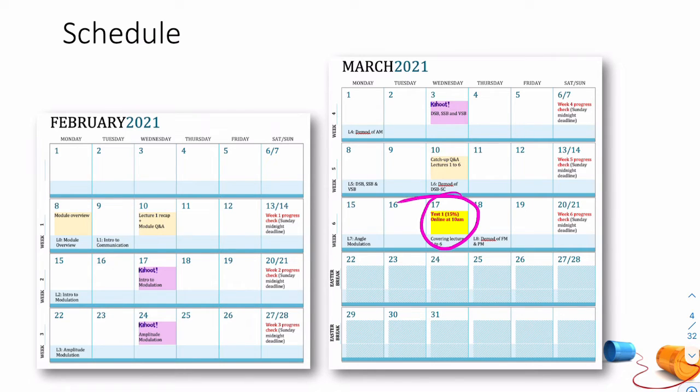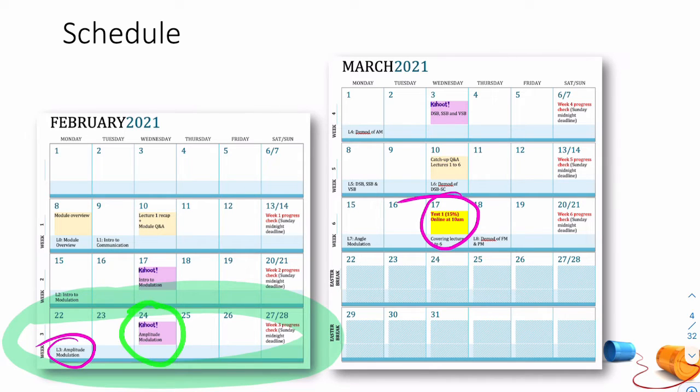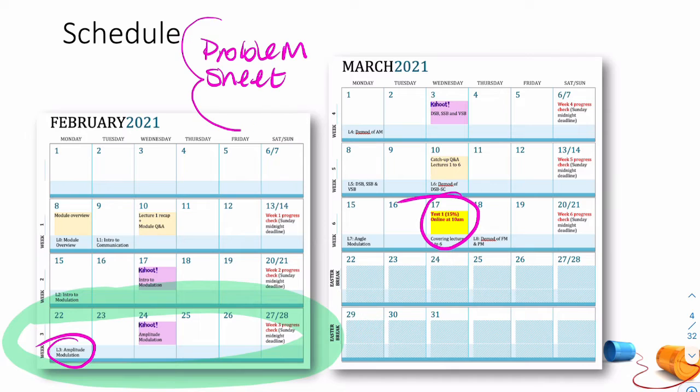We are now in week 3. So that's today's lecture, and we will be meeting on Wednesday for the problem class, the Kahoot on amplitude modulation. There is also a problem sheet, but we won't be going through this together. The problem sheet has associated pencasts, and you're welcome to read that in your own time during the week.